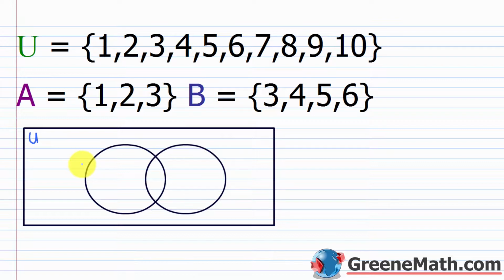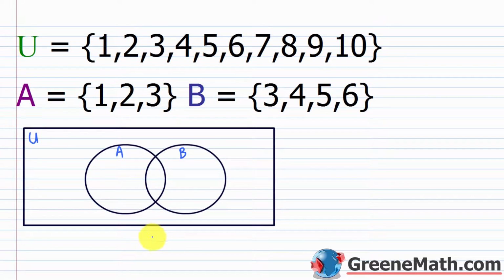Now I have two subsets of U. I have A, which is a subset of U, and I have B, which is a subset of U. Each of these is represented with a circle. Notice how the circles are inside of the rectangle, right? Inside of our universe. So I can label each circle, one of them as A and the other as B. It doesn't matter which is which. And I would list elements inside of the area that it corresponds to.